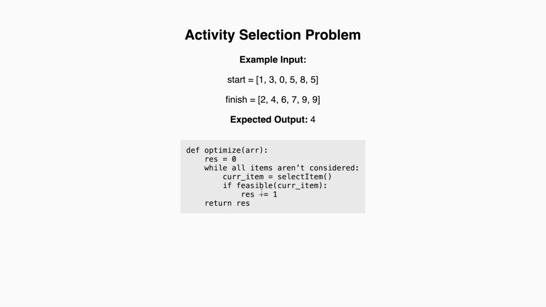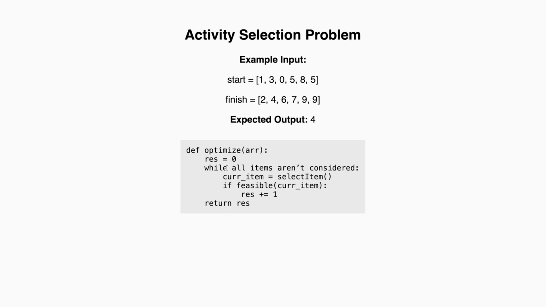Now over here, in this particular problem, the result value that we are trying to optimize is the count of non-overlapping activities. So we can just maintain a count variable to track that, and initially the count will be 0.